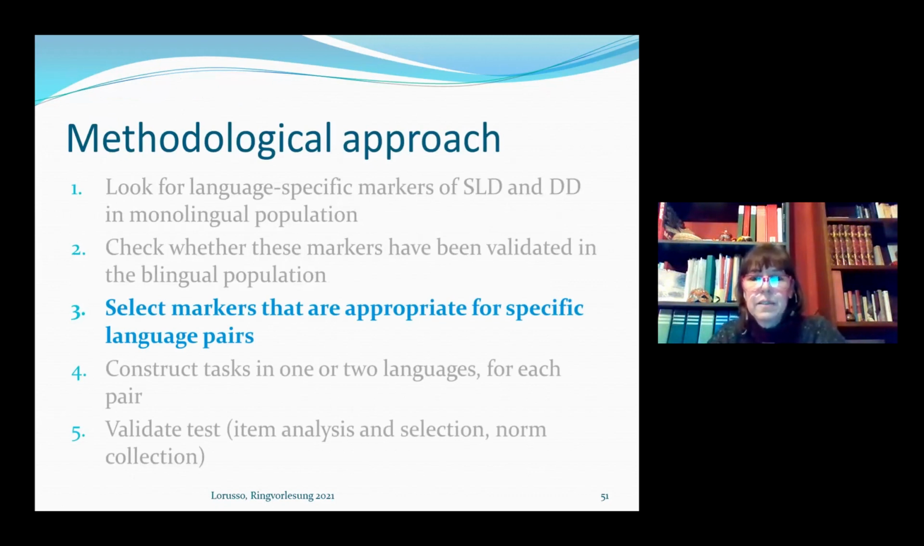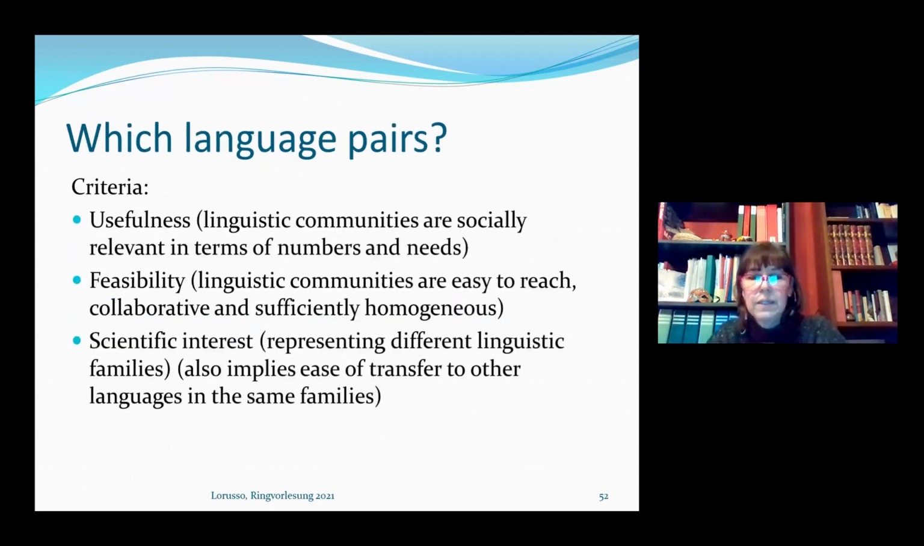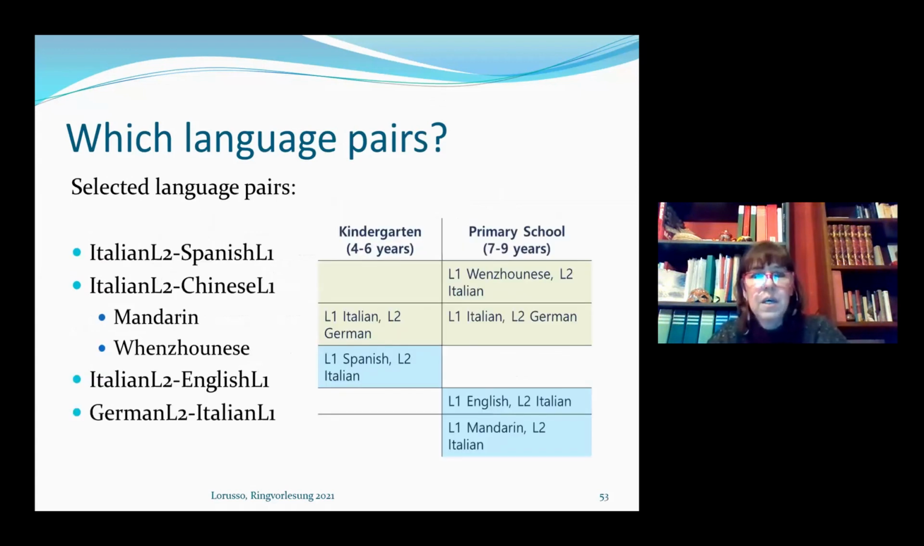The markers that we chose had to be appropriate for each of the language pairs we focused on. And the language pairs we decided to study, depending on usefulness, feasibility, and scientific interest, were Italian-Spanish, Italian-Chinese, Italian-English, and German-Italian.